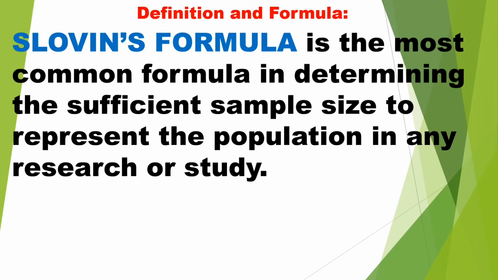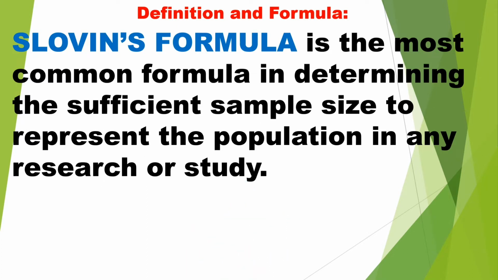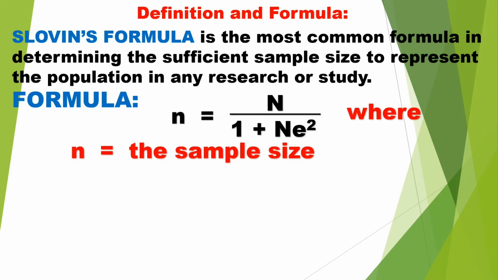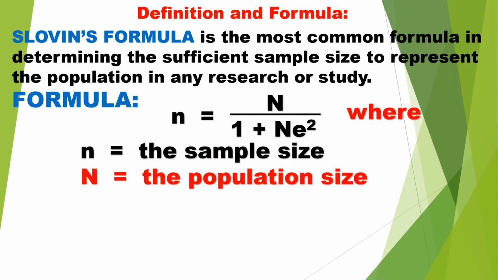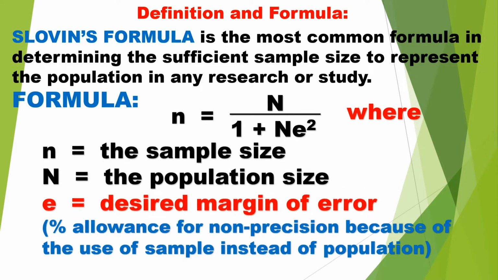Now let's continue with the definition. Slovin's formula is the most common formula in determining the sufficient sample size to represent the population in any research or study. Its formula: lowercase n equals uppercase N over 1 plus uppercase N e squared, where lowercase n represents the sample size, uppercase N represents the population size, and lowercase e is the desired margin of error, the allowance for non-precision because of the use of a sample instead of the population.